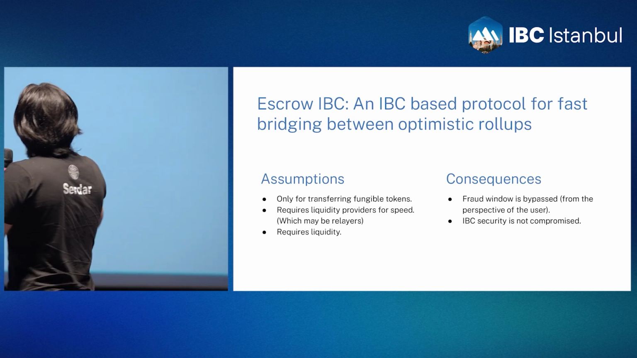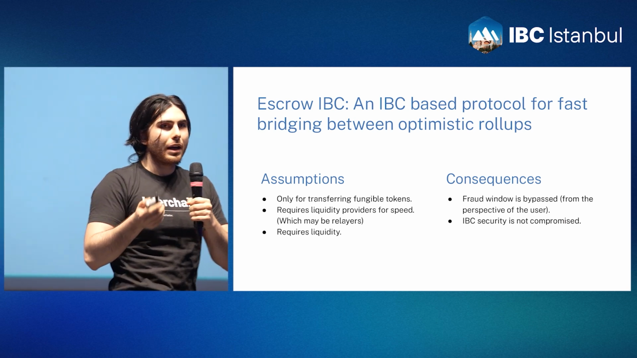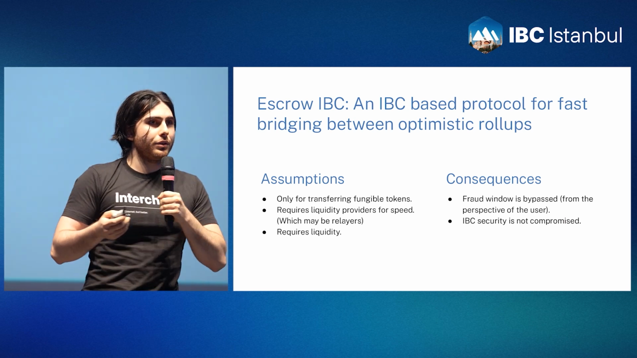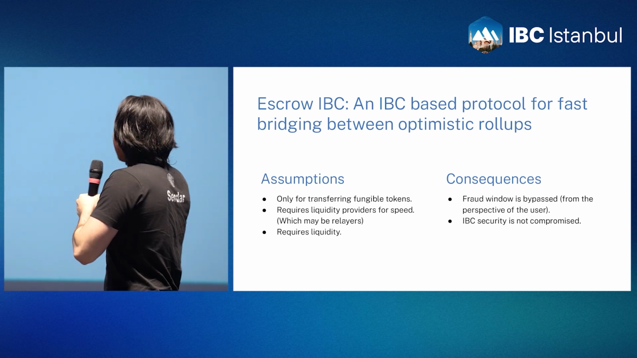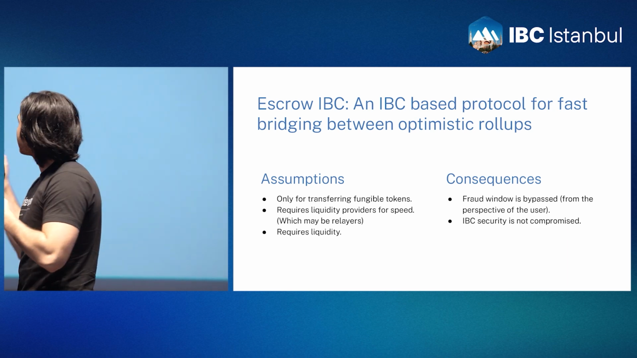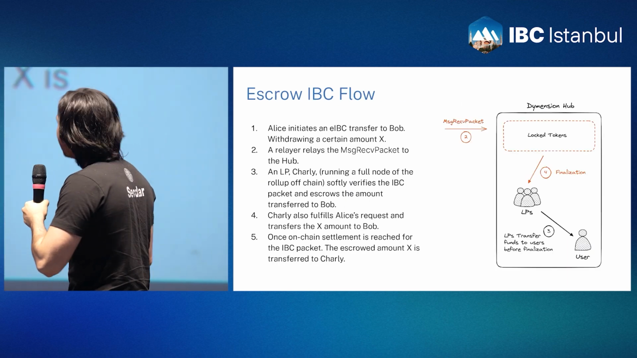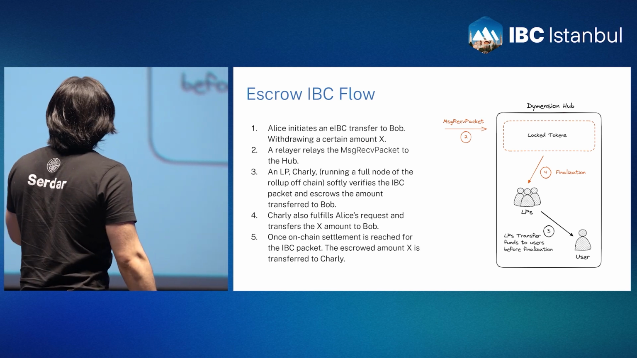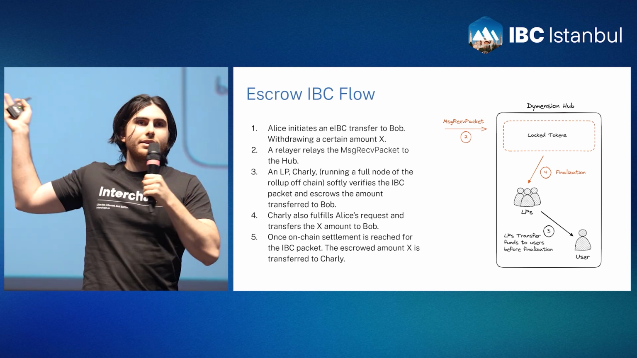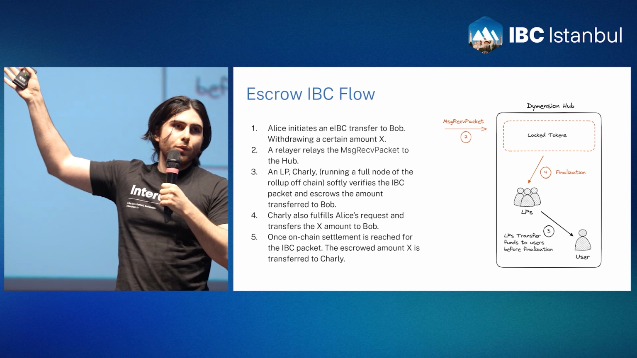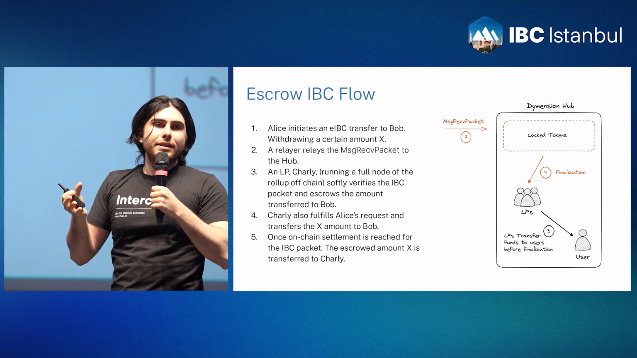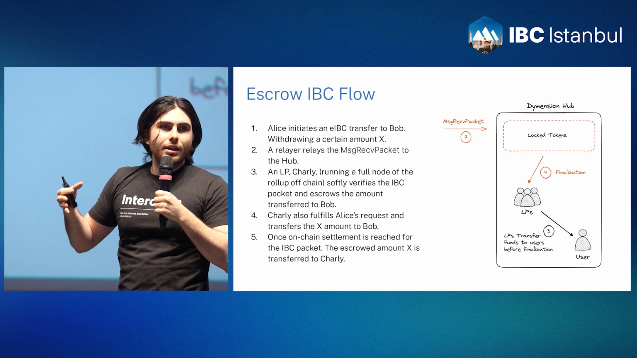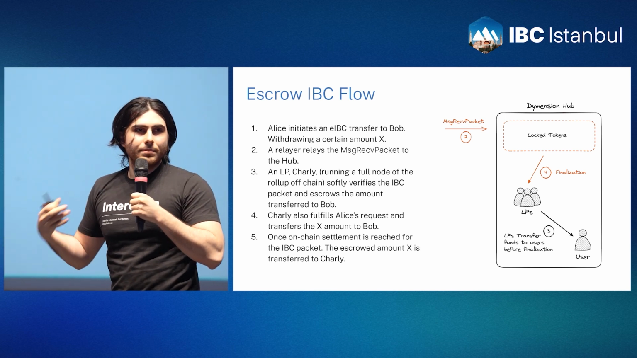And as a consequence, from the perspective of the user, the fraud window is bypassed. So what that means is, the user sends the token and they immediately receive it on the other chain. And yeah, the IBC security is not compromised. Okay, so let's go through the escrow IBC flow. In escrow IBC, it starts in the rollup. In step 1, you would send a send packet message to the rollup that basically says, I want to send X many tokens to the dimension, or withdraw X many tokens.